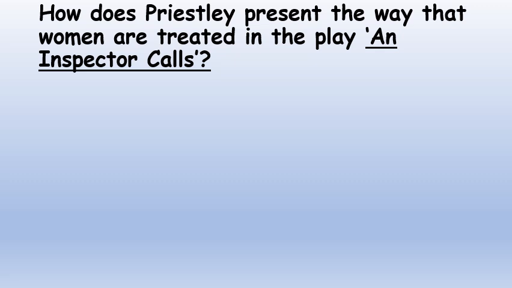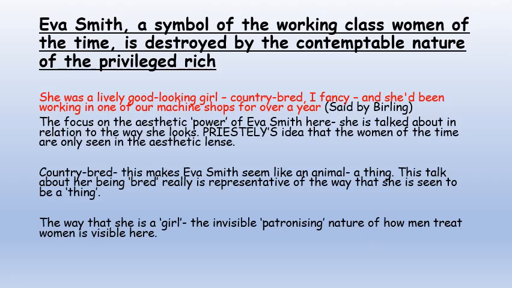Here's another question that some people might answer. Okay, how are women treated? Listen, I've got a few quotations here. "She was a lively, good-looking girl, country bred, I fancy. She'd been working in one of the machine shops for over a year." Okay, think about how Birling talks about Eva Smith there as if she's an animal. Country bred, as if these women are created for the upper class men. Okay, think about how he calls her a girl, patronising really. Okay, she's a woman, but he treats her like she's a child. So you might pause it and look at those inferences.